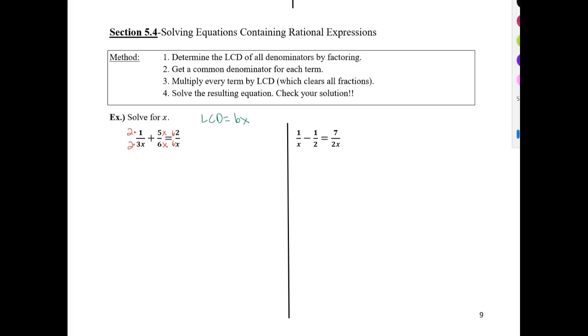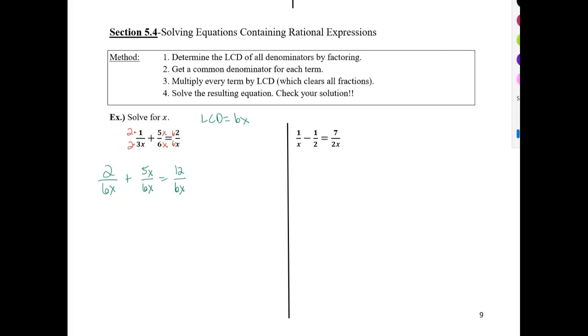I'm going to go ahead and rewrite this real quick as 2 over 6x plus 5x over 6x equals 12 over 6x. All I've done is I've multiplied 2 times 1 to get the 2, 5 times x to get 5x, and 6 times 2 to get the 12. And we see that all the denominators here become 6x.